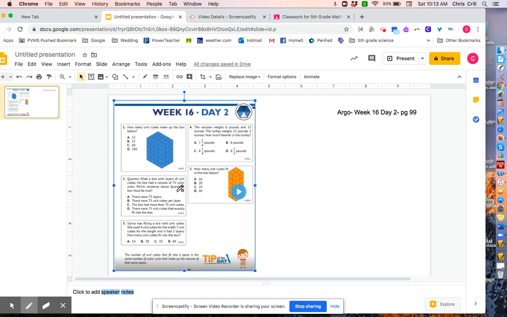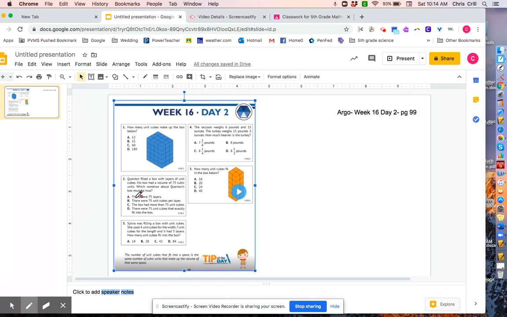Okay, number 2 is asking us about a box that Quentin filled. It tells us that he filled it with layers of unit cubes. Doesn't tell us how many layers, but it does tell us that the volume of the box is 75 cubic units. We had a question very similar to this yesterday. So read each statement carefully and think about what it's telling you. I'll remind you that if there's not enough information in a sentence, you're going to have to eliminate that, such as A. It says there's 75 layers. But it doesn't tell us how many cubes are in each layer, so we can't choose A as an answer.